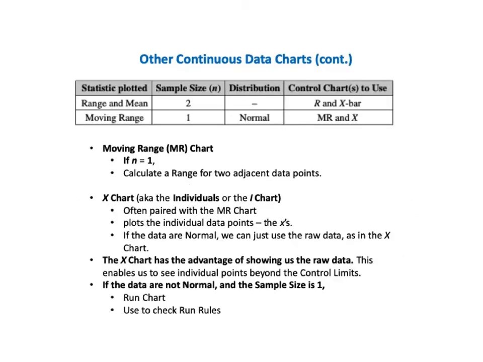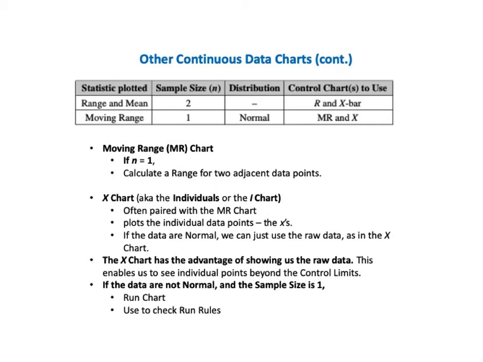If n equals 1, we cannot calculate any kind of statistic within each sample, but we can calculate a range for two adjacent data points. This is called a moving range, MR. Often paired with the MR chart is the X chart, also known as the individuals chart or the I chart. This chart plots the individual data points, which are the X's.